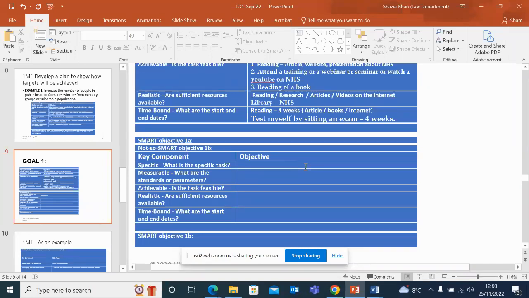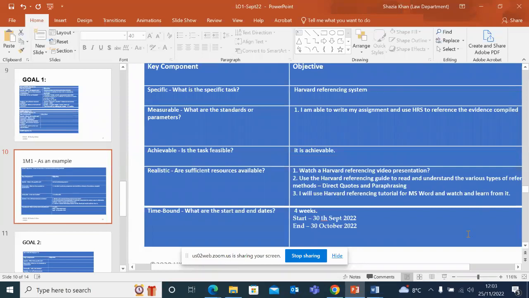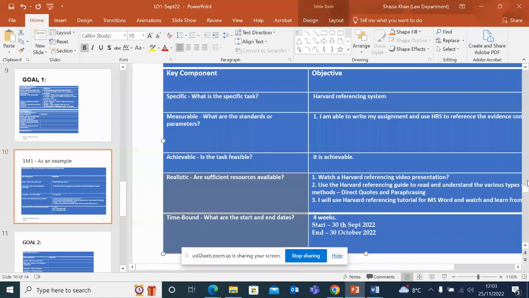So, you know, this will be more towards when we go to looking at learning outcome 6, where we look at your assignment discussion. This is where you'll be looking at things like that. Another example to get the merit, 1M1, to get a merit would be to look at the key components here, which is, what is the specific task. And here, as I mentioned earlier on, is the Harvard referencing system. So to learn about that.